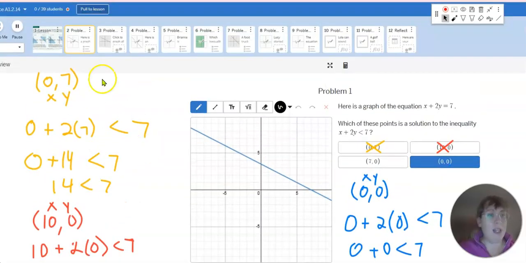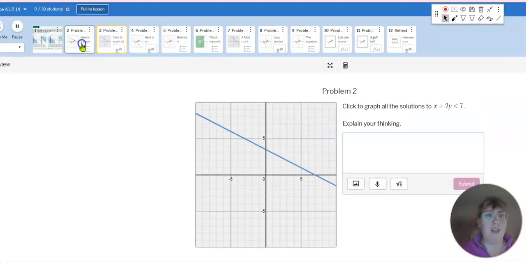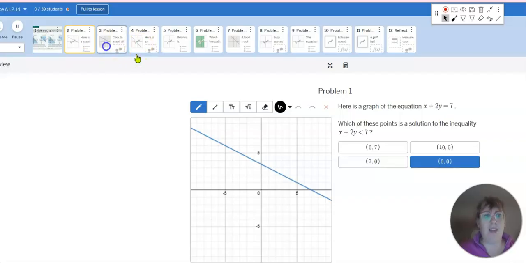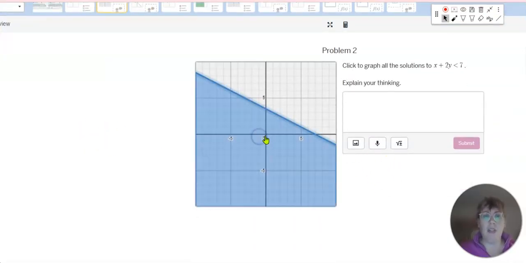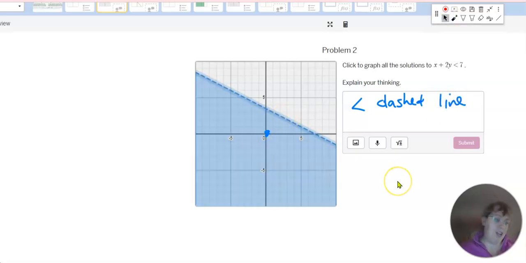We finally got a true inequality statement. Click to graph all the solutions of x plus 2y is less than 7. So this is the same one from slide 2. So we know 0, 0 is a solution. So we're definitely going to shade below. Since we have just the less than symbol, we want to make that line dashed. So we click the line and it makes it dashed, and then all of the solutions below the line are going to be in the solution category.